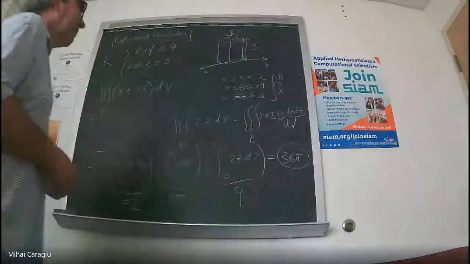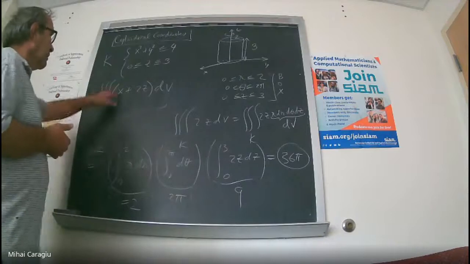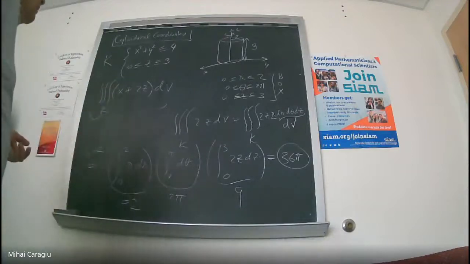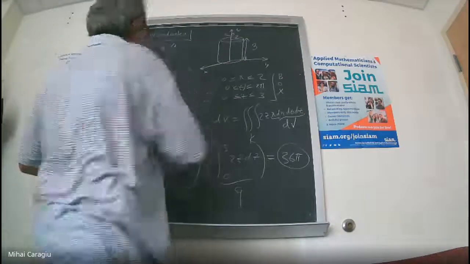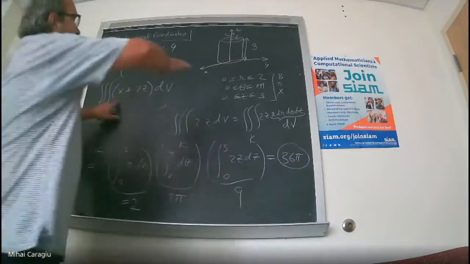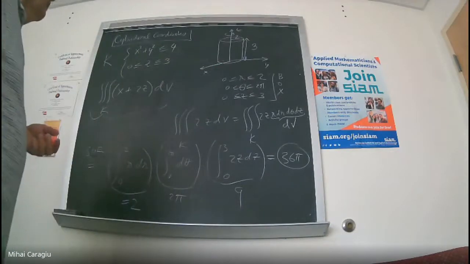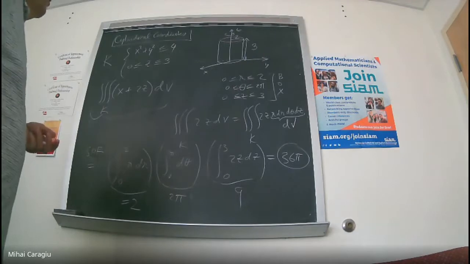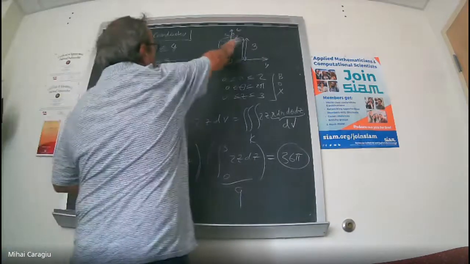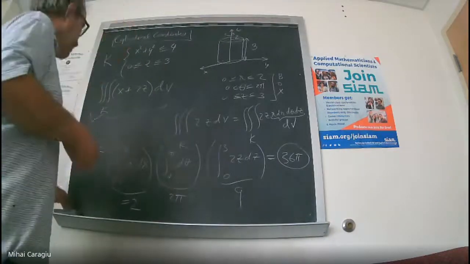And a very good shortcut was using the symmetries: the triple integral over such a solid of x dV is 0. For the same reason, the triple integral over the same solid of y dV is 0. So the only coordinate out of x, y, z that gives a non-zero integral over such a solid is z. Okay, that's problem number 1. Let's do another one.